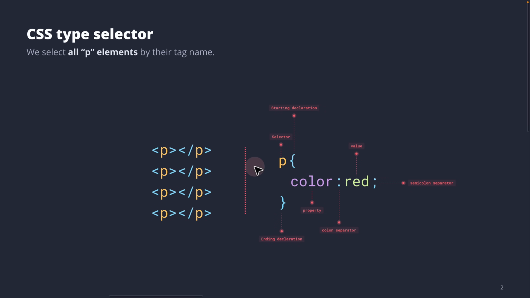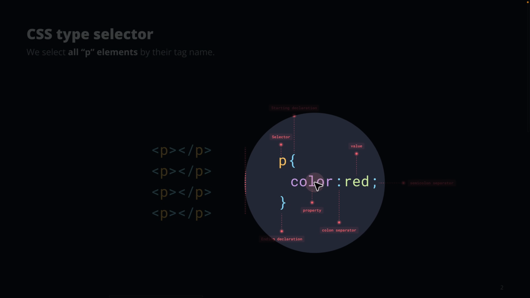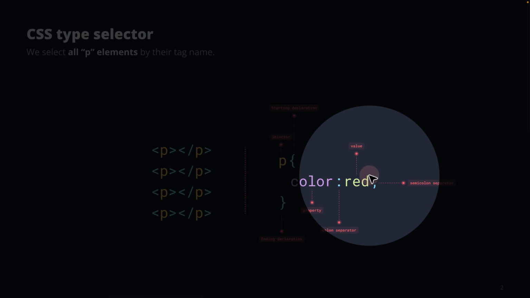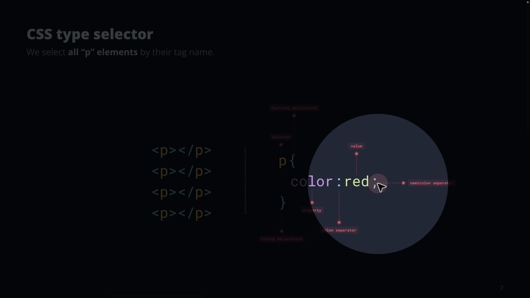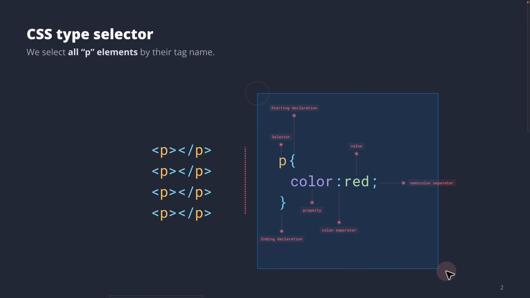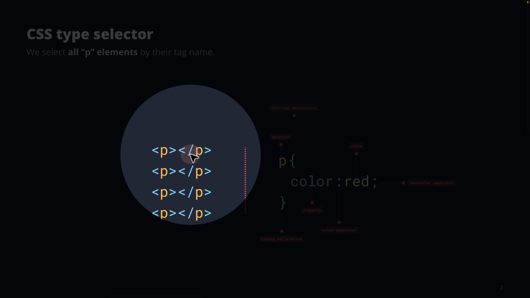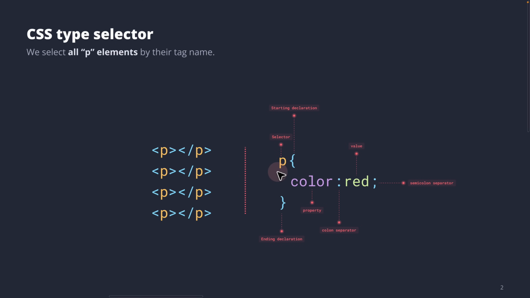So if I go and see an example, here you see we have multiple paragraphs. If we want to select all of them, we would use a selector P, and we open our declaration here, and then we close our declaration, and now we change the color of this with a property called color, and we give it a value of red, and then we end the declaration with a semicolon separator. So this entire thing is a CSS declaration, and then you have to also make sure that once we apply this to the paragraph, all the paragraphs will have the same style applied to them. And that is how CSS works in general.